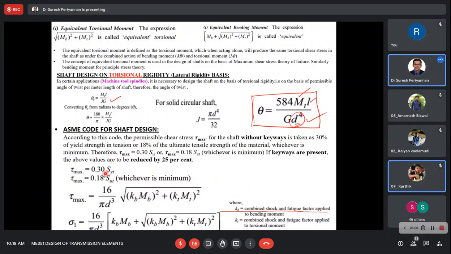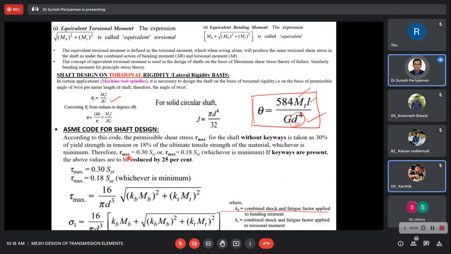Now, this is the equation for when the key is not present in the shaft. Suppose the key is present, then whichever value is the minimum from these two relations, that value is again multiplied by 0.75. Then that can be the permissible stress value.